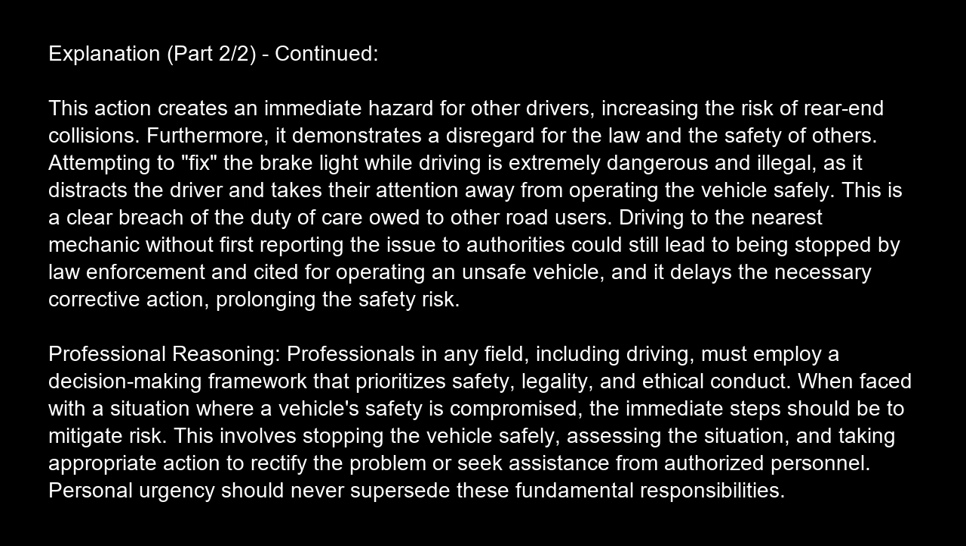Professional reasoning. Professionals in any field, including driving, must employ a decision-making framework that prioritizes safety, legality, and ethical conduct. When faced with a situation where a vehicle's safety is compromised, the immediate steps should be to mitigate risk. This involves stopping the vehicle safely, assessing the situation, and taking appropriate action to rectify the problem or seek assistance from authorized personnel. Personal urgency should never supersede these fundamental responsibilities.